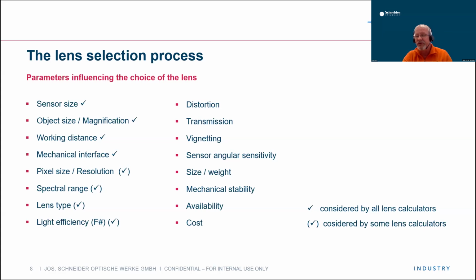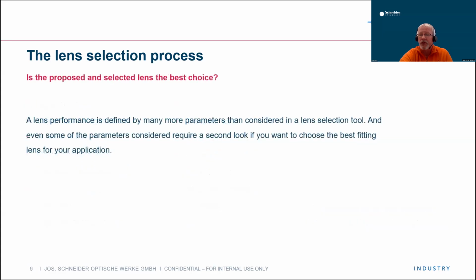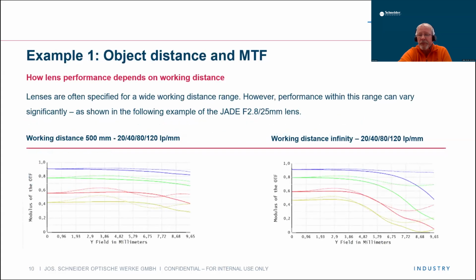So you can use this page like a checklist, what you should consider when you choose your lens. Not only the first result out of a lens selector, but much more to make sure that you get the best possible lens for your application. This sums it up. And so we need to look closer into some parameters. I could talk about everyone for hours, definitely, but let's concentrate on a few of them.